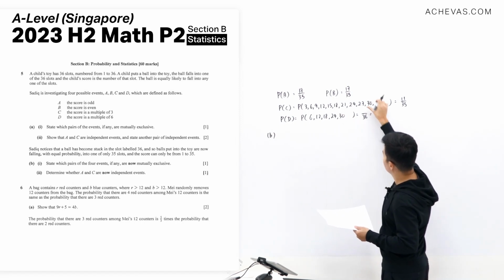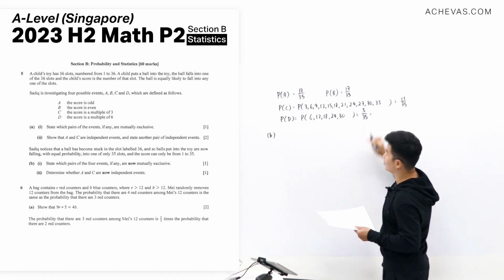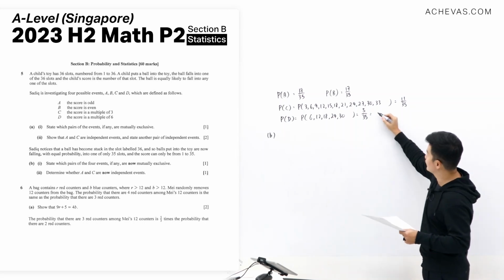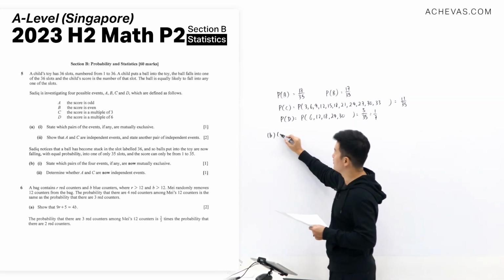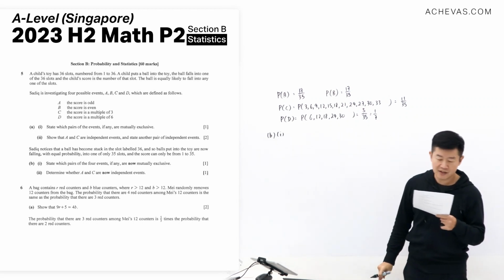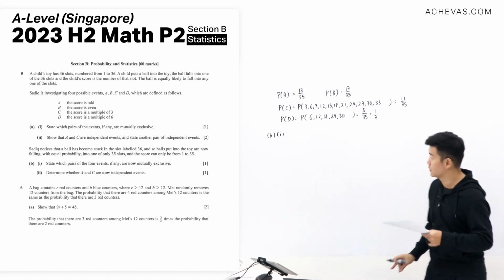So we will have 1 less than 6. And here is going to be 5, which means that we will have 5 over 35. This is equal to 1 over 7. And now let's start with B part 1. We want to state which pair of the 4 events are now mutually exclusive.